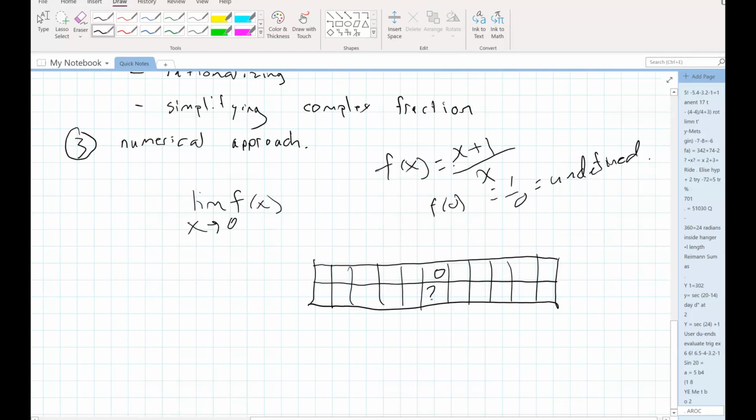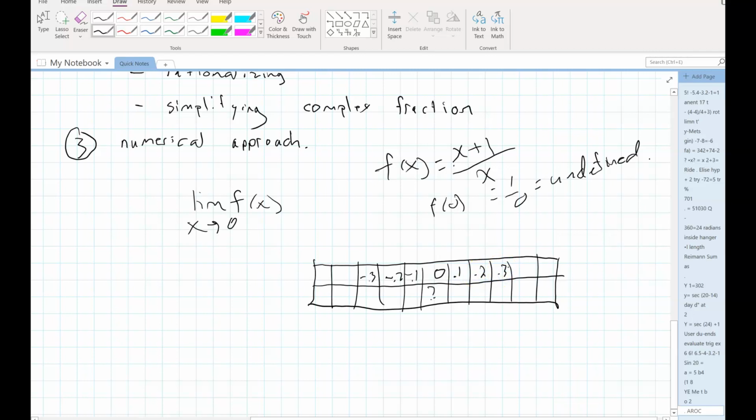So what we do is go to either side of it and we start closing in. I would go negative 0.1, negative 0.2, and negative 0.3. And then I might go 0.1, 0.2, 0.3.